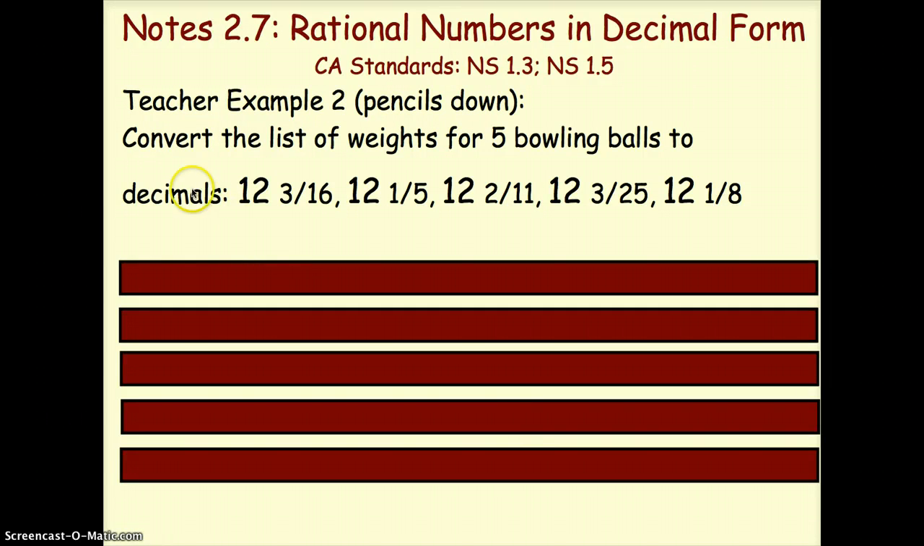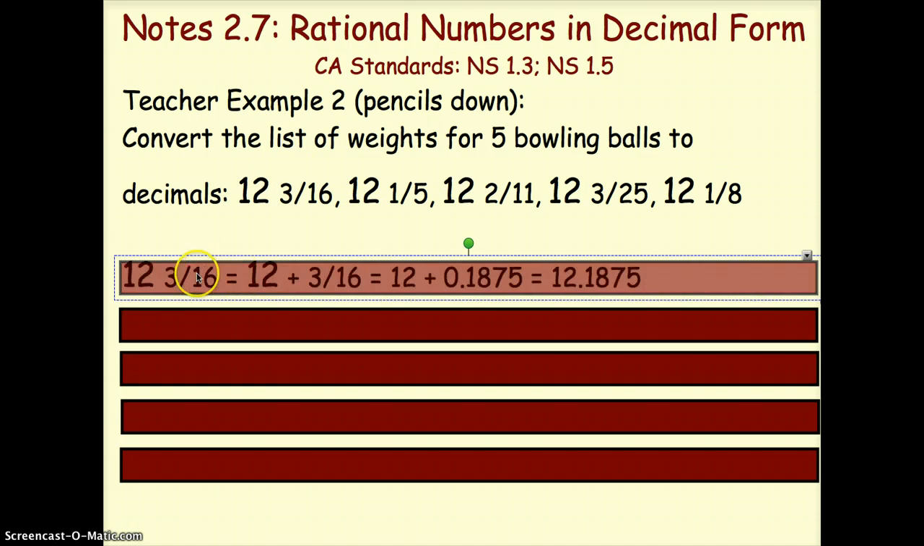Second one, we have a list of weights for bowling balls. We need to convert them to decimals. Notice we have whole numbers and fractions, so we've got a mixed number here. One option is to turn it into an improper fraction, divide, and then turn it back into a mixed number. The other option is you know your whole number is already 12, so you can leave it as 12 and just find out what the decimal portion of the number is and combine them.